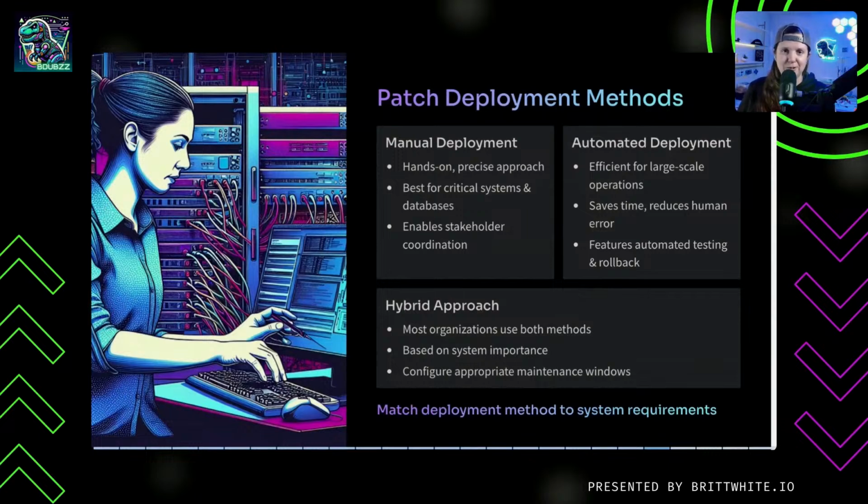Think about working with your organization's financial database or critical infrastructure systems. These scenarios demand absolute control, where you just can't risk automated processes going wrong. Yeah, sure, it's slower, but this methodical approach is exactly what you need for mission-critical systems. You can meticulously test each step, coordinate downtime with your stakeholders, and then maintain complete control throughout the entire process.